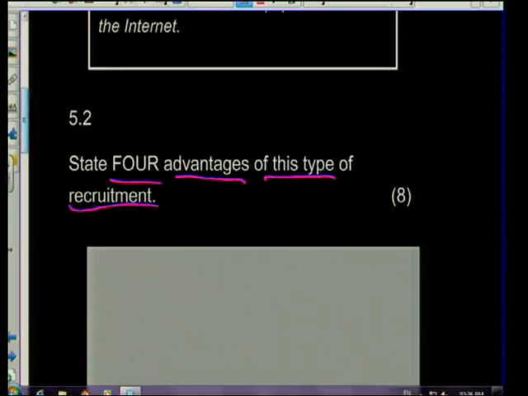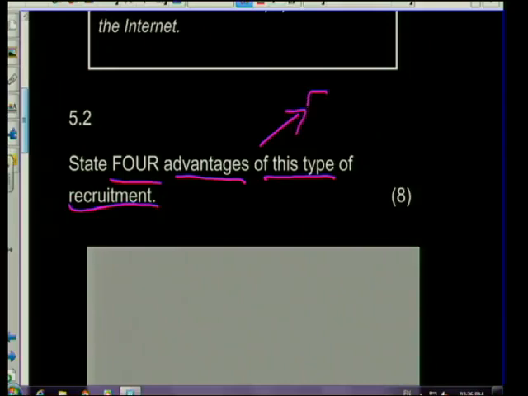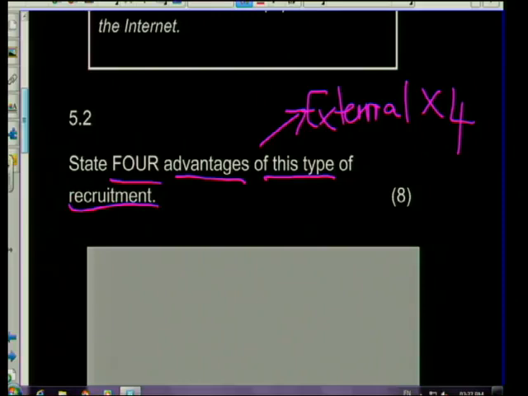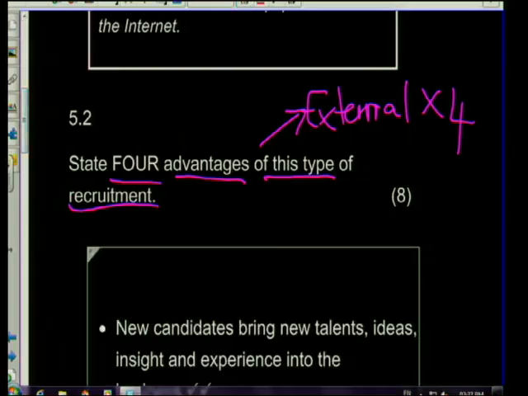Now this is obviously a question following on from 5.1. Thinking back quickly, we've just done it. What is this type of recruitment? This type of recruitment is external recruitment. So we now know we need to provide 4 advantages of external recruitment. Let's have a look at those.